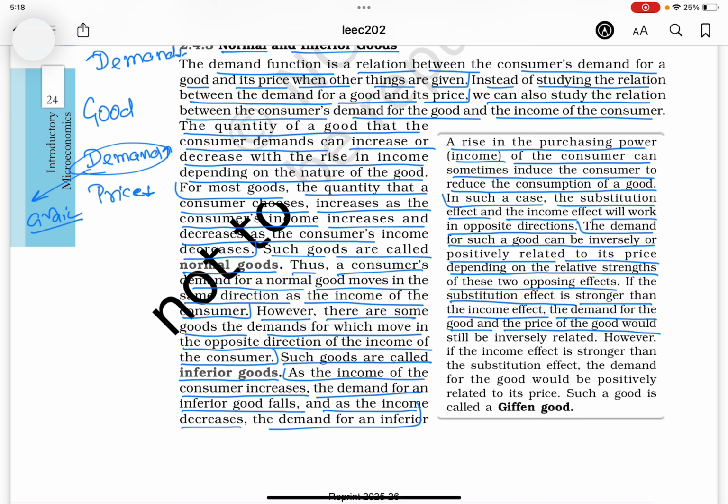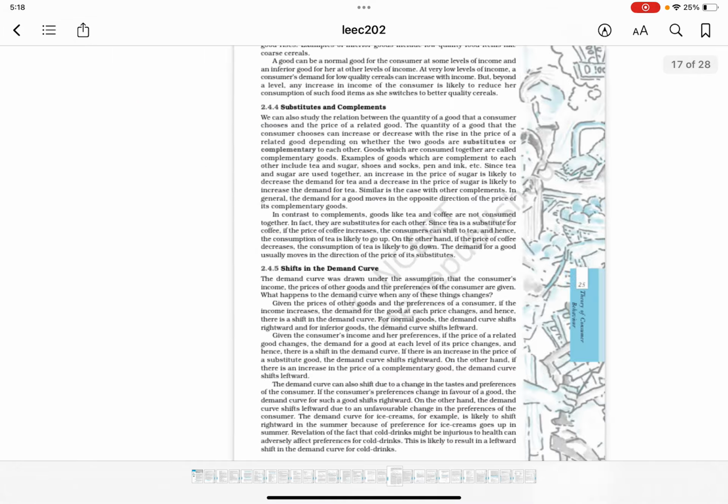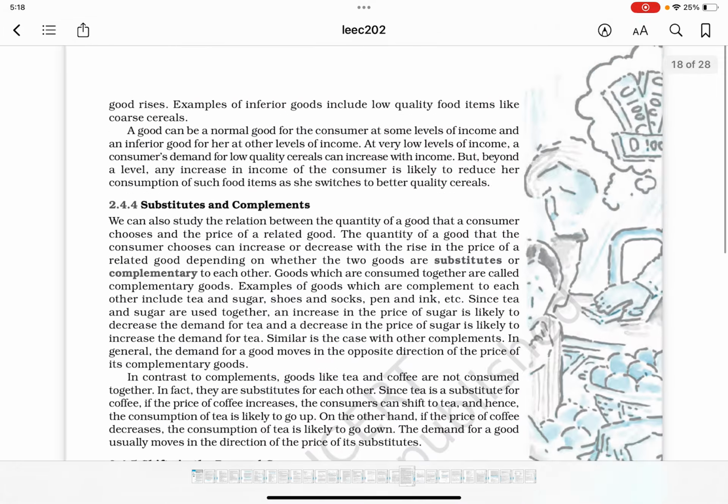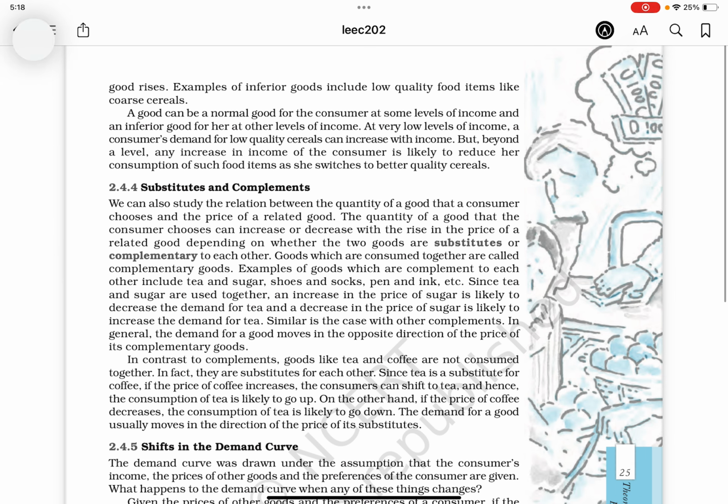If the substitution effect is stronger than the income effect, the demand for the good and the price of the good would still be inversely related. However, if the income effect is stronger than the substitution effect, the demand for the good would be positively related to its price. Such a good is called a Giffen good. क्या बोलते हैं इसको? Giffen good.